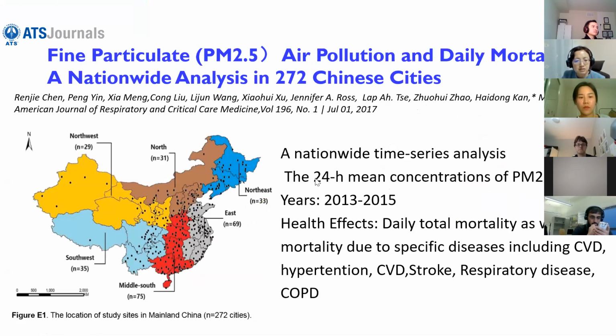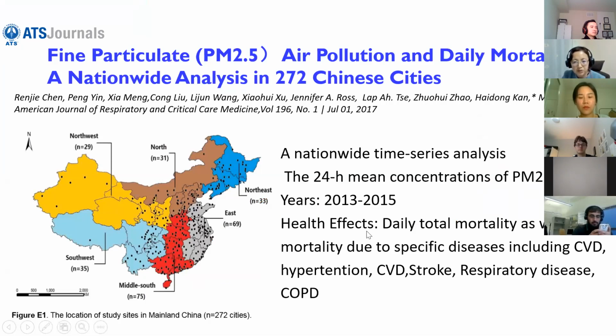So now comes the second study. It's an even larger study, focused on PM2.5. It was published 2 years ago. It's about PM2.5 air pollution and daily mortality. We conducted the study in more than 200 Chinese cities, and it includes data from 2013 to 2015.